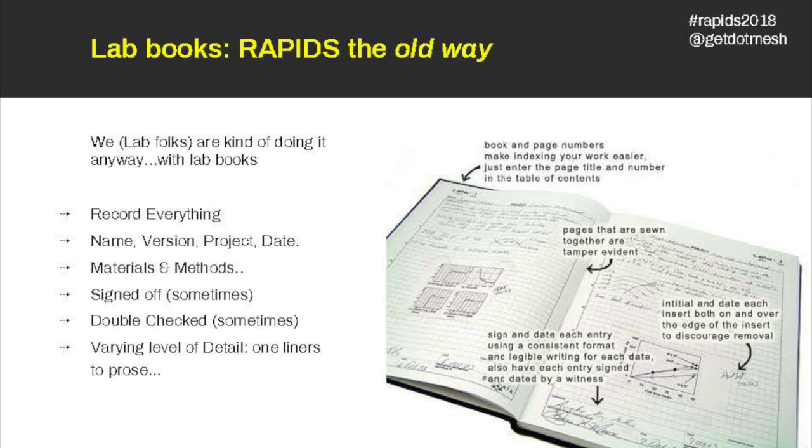The idea there is you should record everything, and you'll have everything about the experiment there: your materials and methods, name, version. That will get signed off, double-checked, and I put in brackets 'sometimes' because it's not really enforced. And the level of detail that used to go into lab books ranged from one-liners to prose. That was down to the way the labs worked back then.